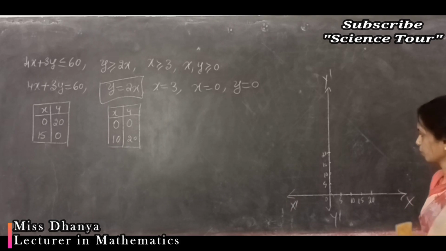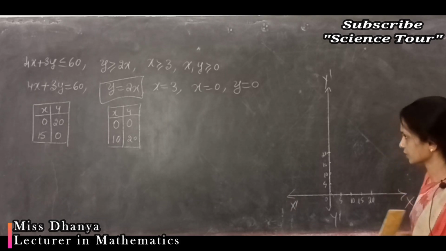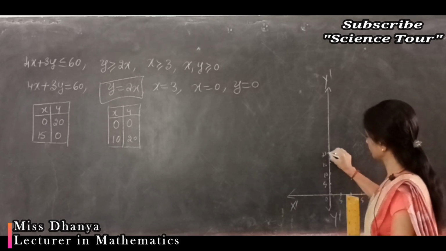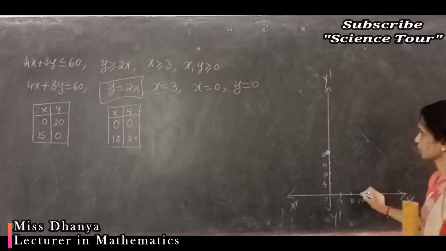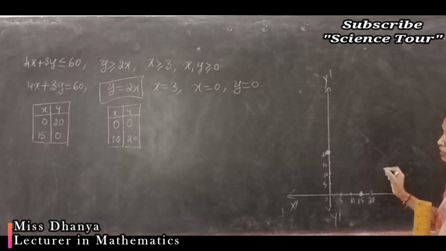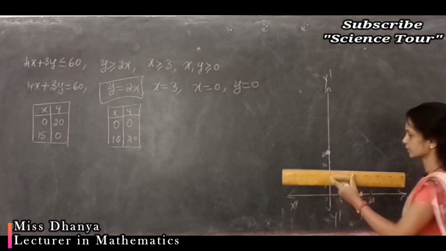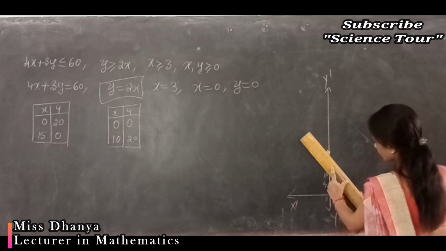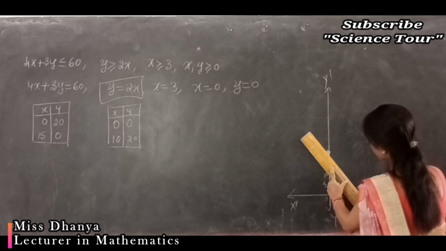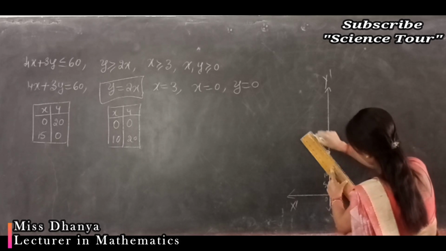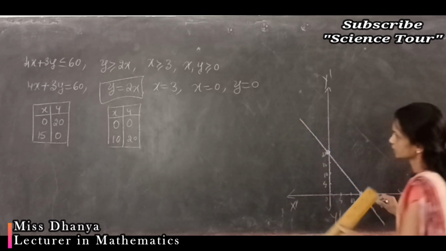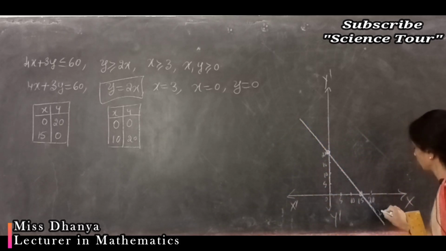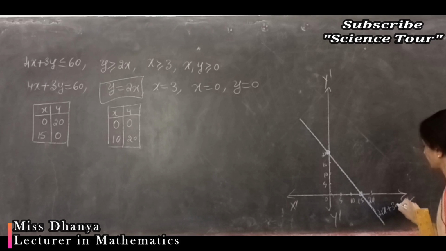Okay, first table points we mark, that is 0, 20, that is here, and 15, 0, that is here. Now which line can we use to join these, a broken line or a continuous line? You have slack inequality there, so you have to use a continuous line to join these 2 points and extend it in both directions. Now this is your line, which one? 4x plus 3y is equal to 60, okay.